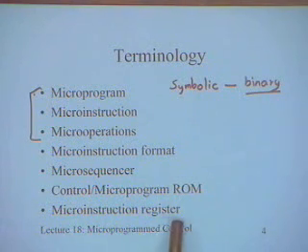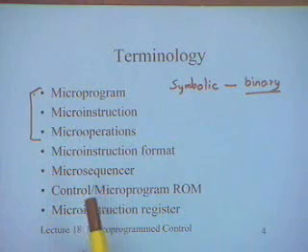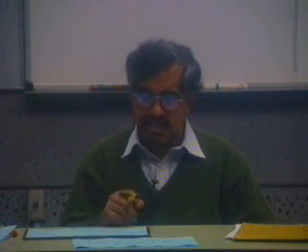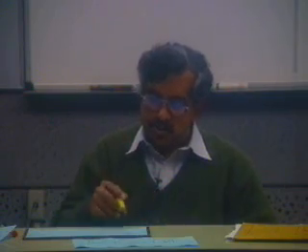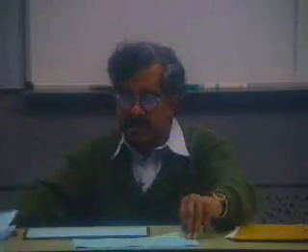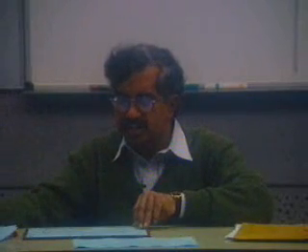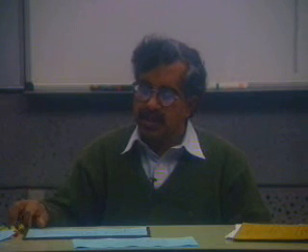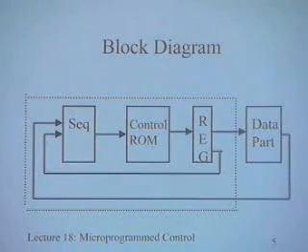Micro instruction register is an internal component, and it is required as an interface between the control and the data, and we will see that in a moment. So these are the various terms that we will come across, but let us first look at the block diagram of a microprogrammed control unit.